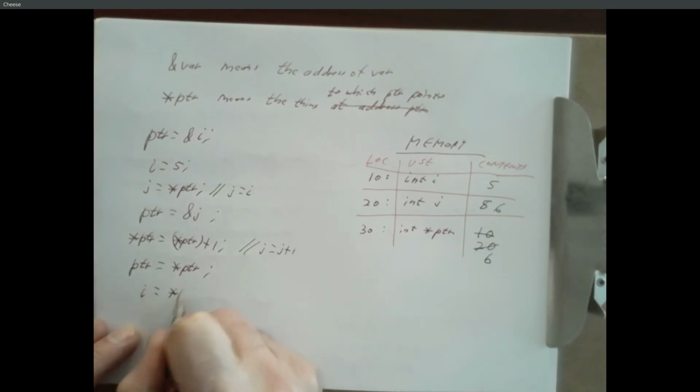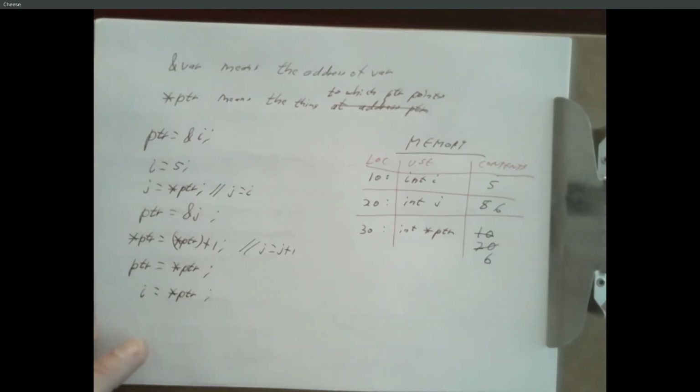One more. I equals star pointer. What is that going to do? We don't know what 6 is. This says go to the location that pointer is pointing to. Pointer is 6, go to memory location 6. Whatever value you find there, store that in I.